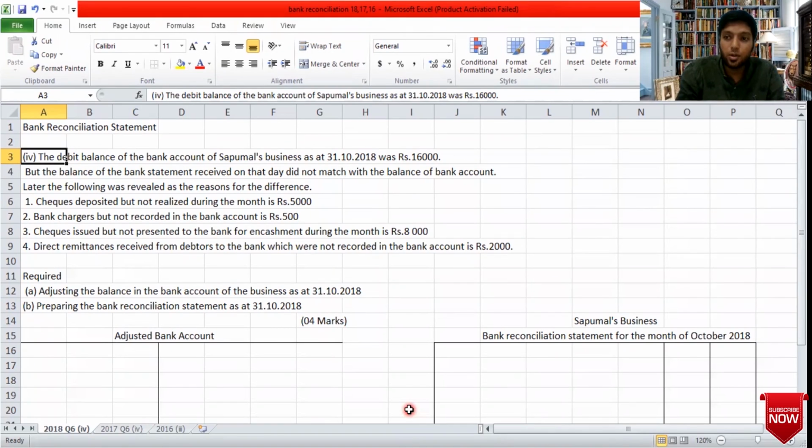This question is tested on question number 6, Roman number 3 or Roman number 4 on your papers. This is a very important sum. It can be tested for 4 marks or for 6 marks. Let's move on to the sum.